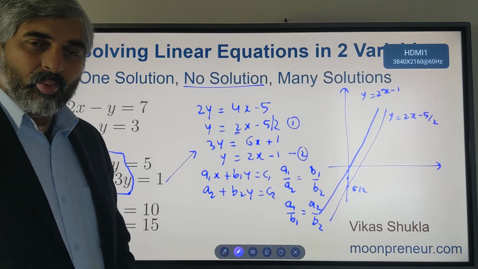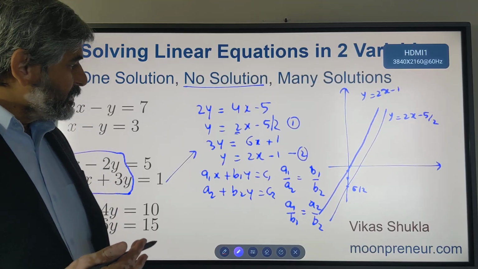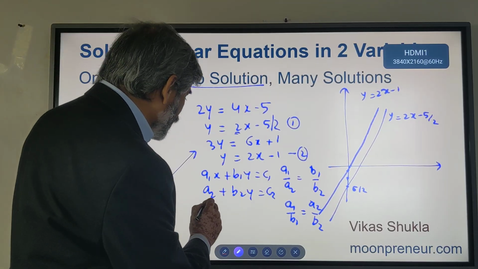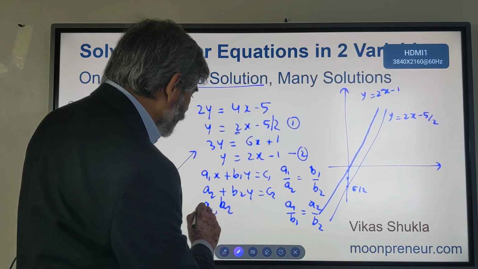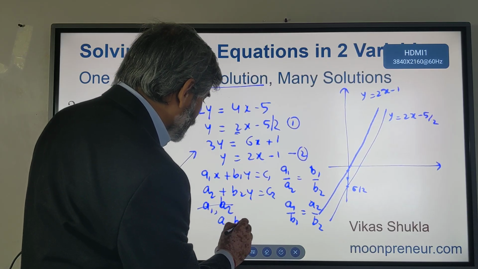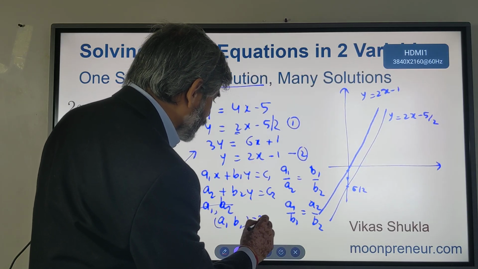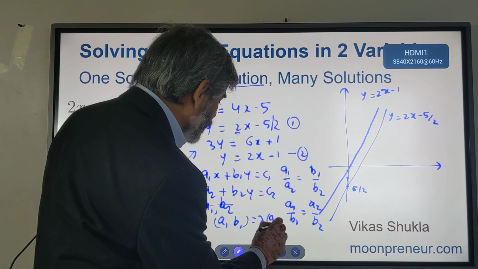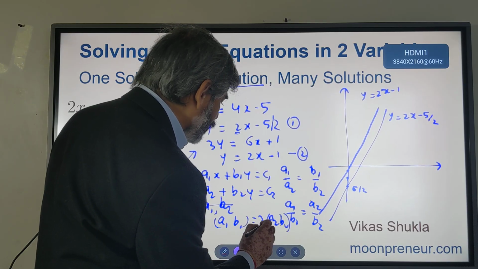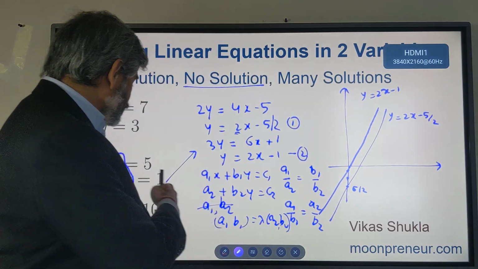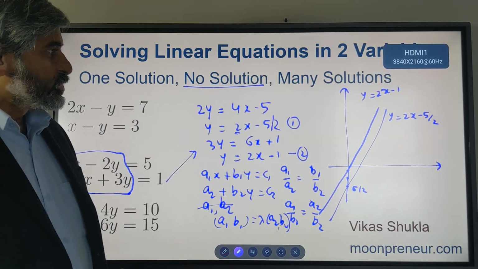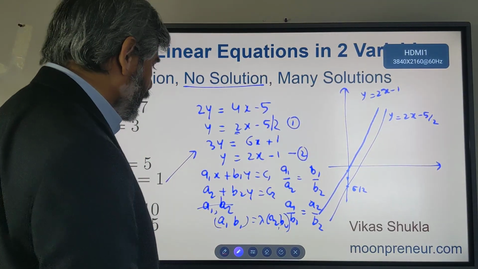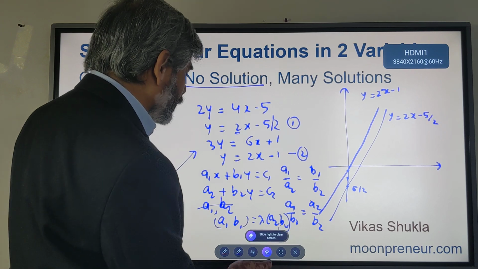There's another way AI engineers see it: if a1 b1 is a linear combination of a2 b2, in that case also these two equations will not have any solutions. So these are the ways you can visually feel about it.